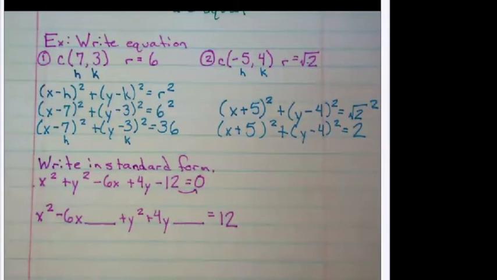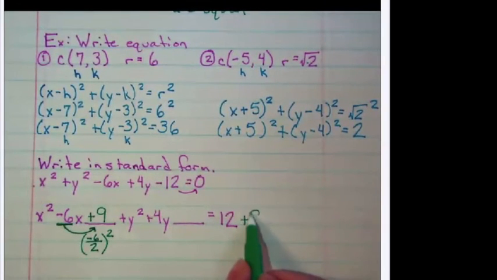So when we complete the square, we take whatever the coefficient of the x term is, and to find out what we need to add in here, we need to divide it by 2 and square it. So negative 6 divided by 2 is negative 3, and negative 3 squared is 9, so I have to plus 9. And if I plus 9 on this side to keep everything nice and balanced, I have to plus 9 on this other side.